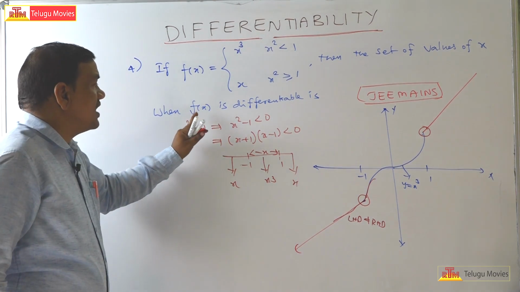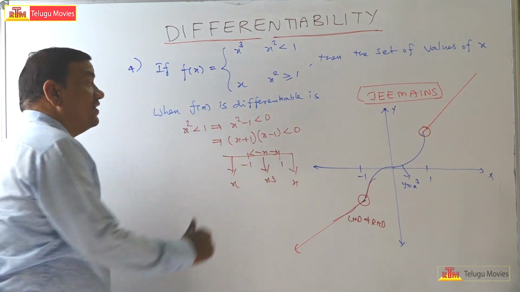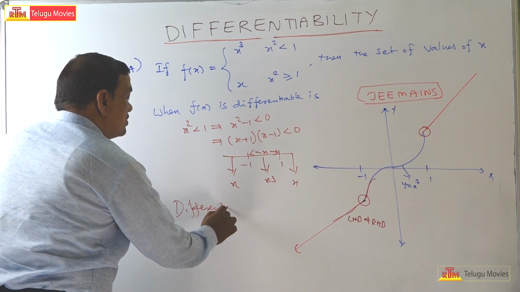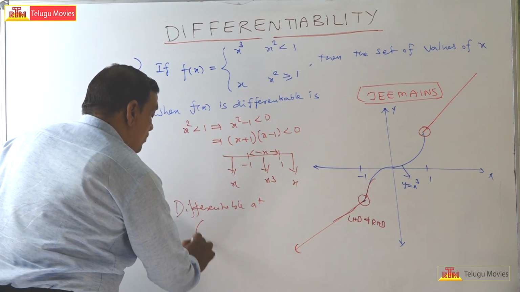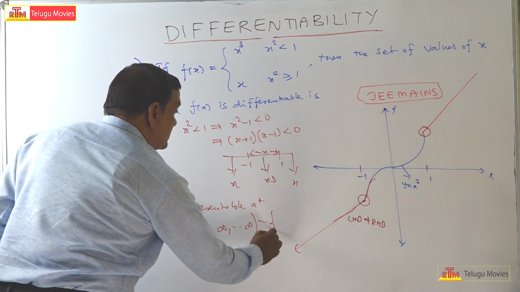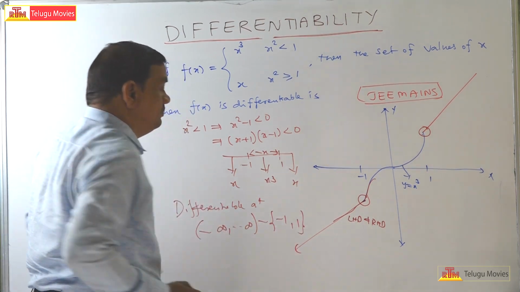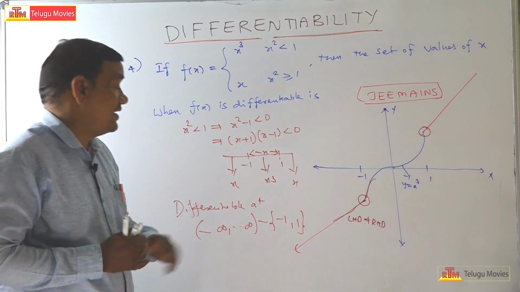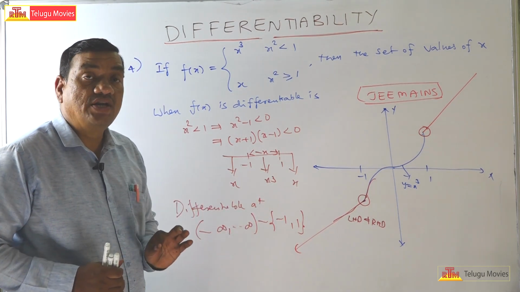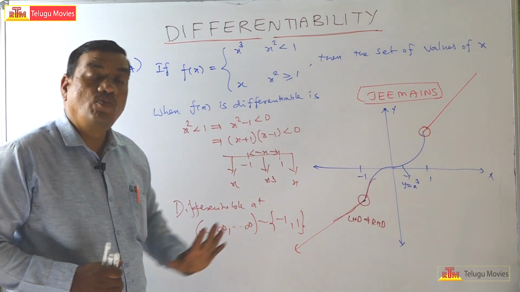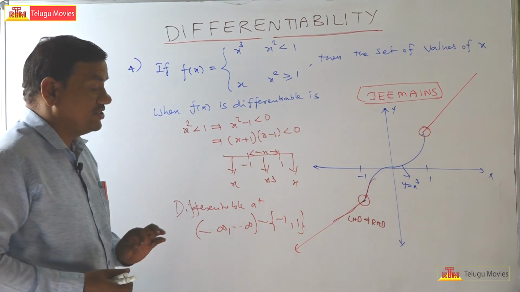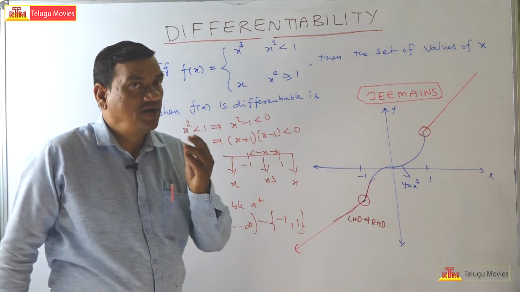So what will be your answer? The function will be differentiable at minus infinity to plus infinity except minus 1 and 1. At these 2 points the function is not differentiable, and at all remaining points the function is differentiable. I hope that you understand this solution. So let us go for the next problem.